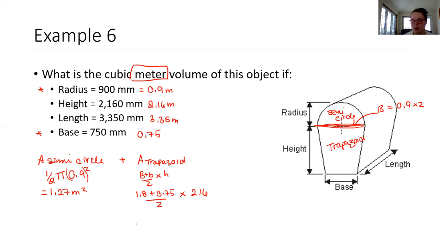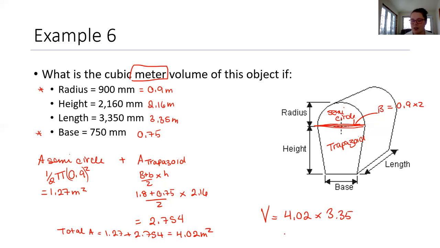And if you put that in your calculator, you will get 2.754. So the total area is going to be 1.27 plus 2.754 leaves us with 4.02 meters squared. Now to know the volume, 4.02 times 3.35 leaves us with 13.5 meters cubed.